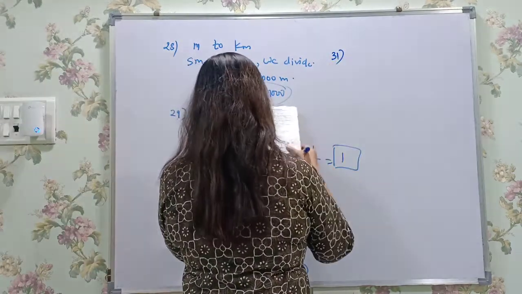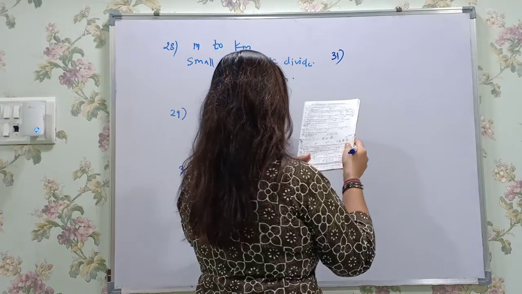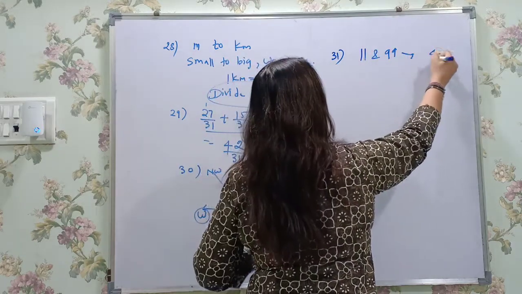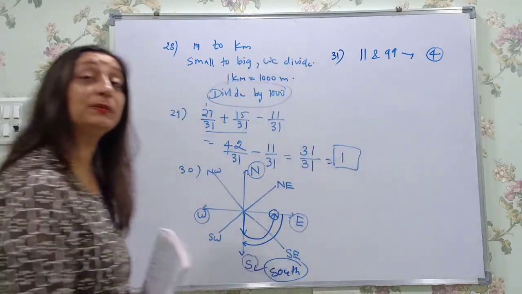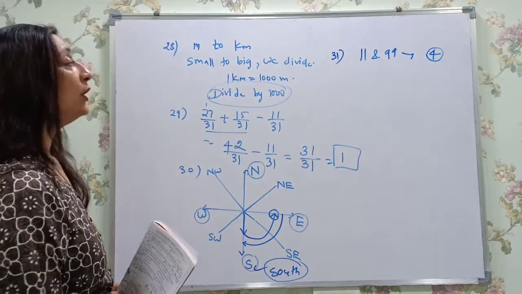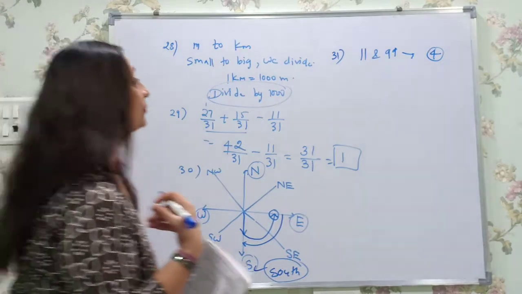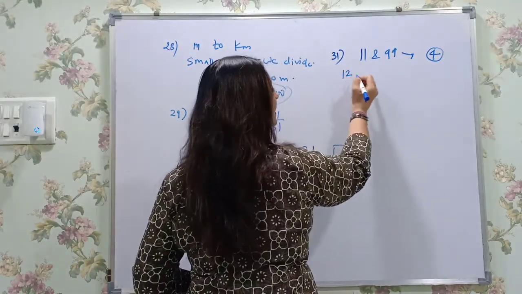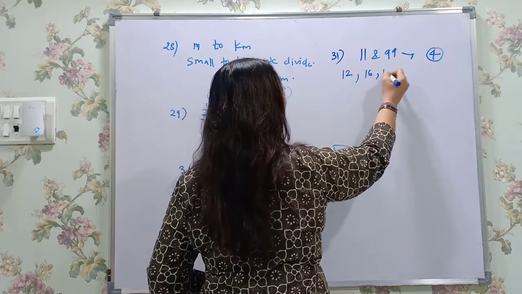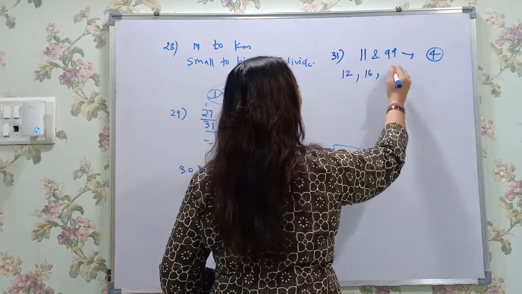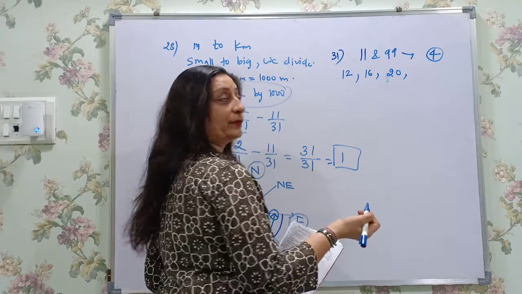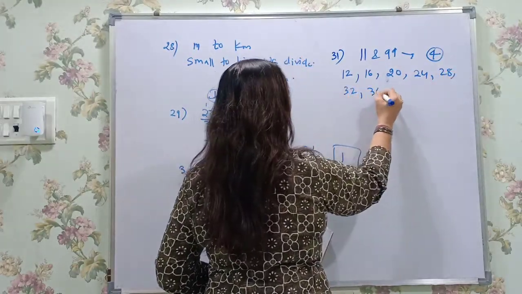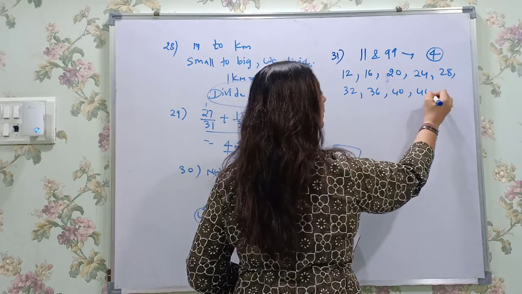Sum number 31. How many numbers between 11 and 99 are completely divisible by 4? Okay, so for that, the divisibility test of 4, or you can just say table of 4. Now just write down 12. First number is 12, right? 16. Then 20, you can just write down the skip counting of 4, isn't it? 24, 28, 32, 36, 40, 44, isn't it?